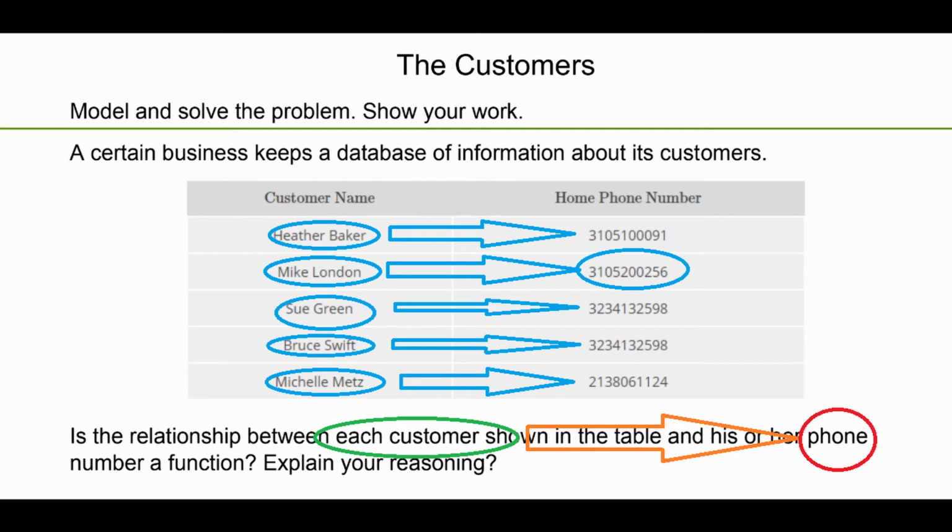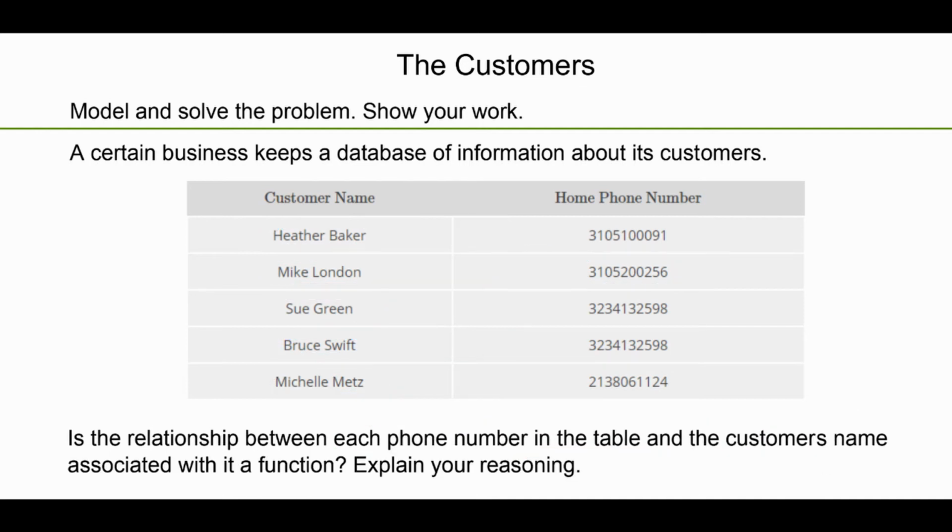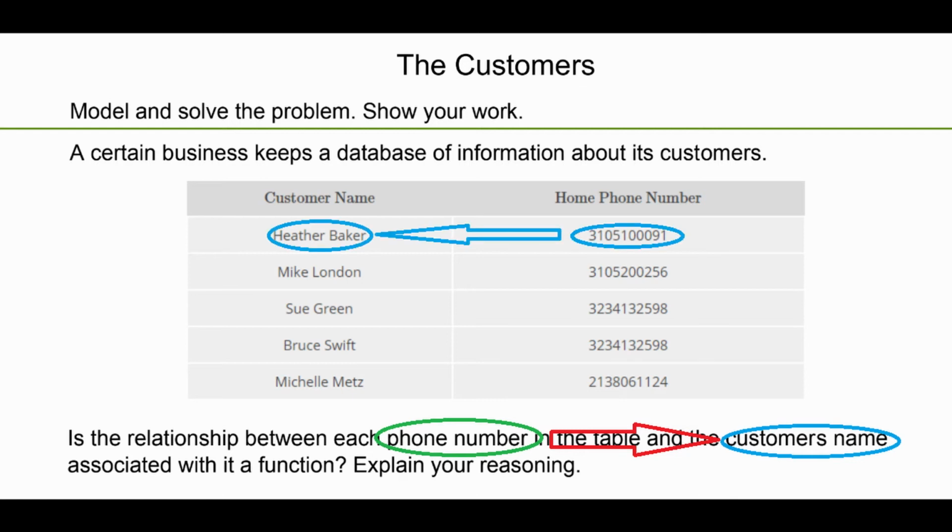The second one is where this changes. So as it says, is the relationship between each phone number and the customer's name associated with the function. So we're going backwards. So if I were to dial 310-510-0091, I think that was the right amount of zeros, I'm only going to get Heather Baker. That's true. So that would be correct.